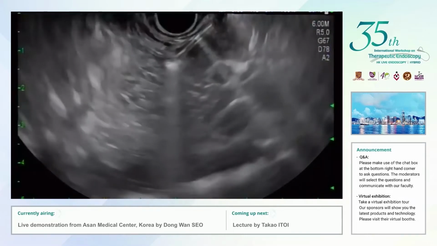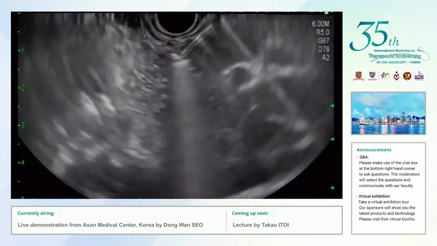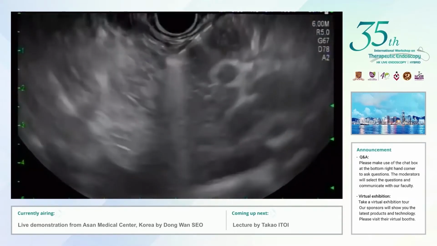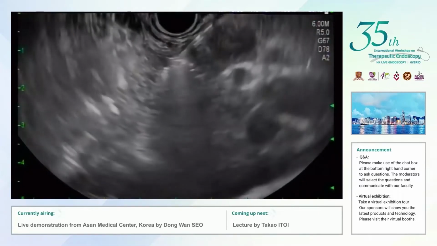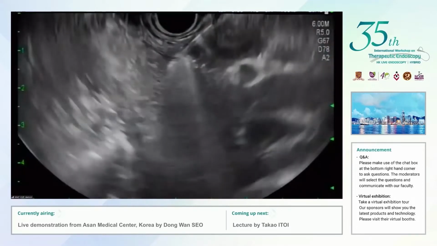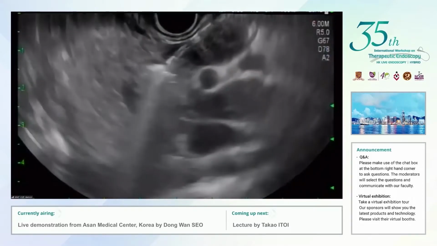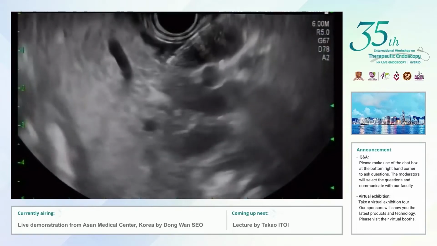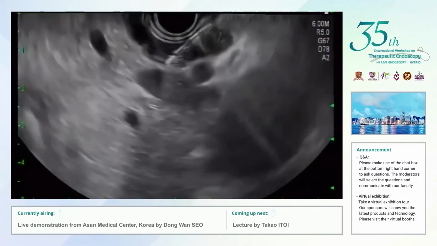This is because now my forceps is going inside. Now open. Now the forceps is inside. But I will try to have some space here. Okay.